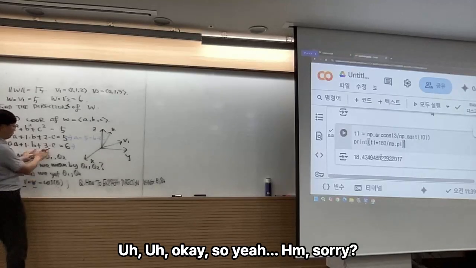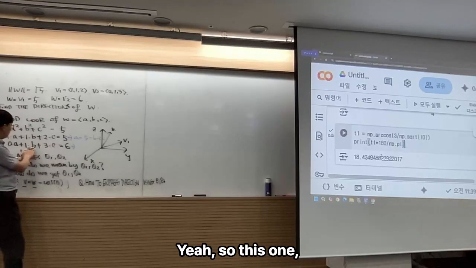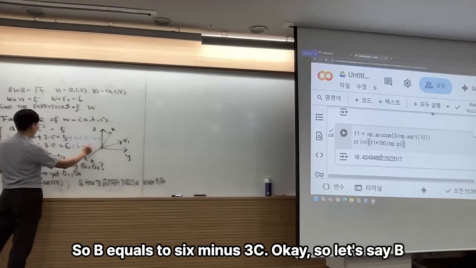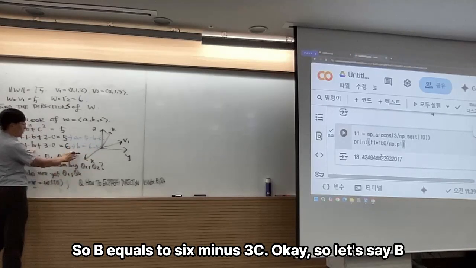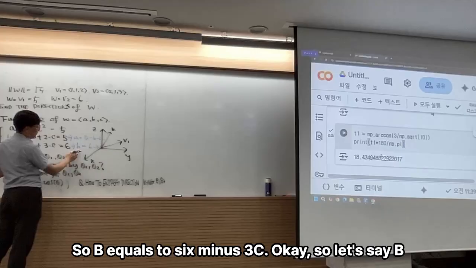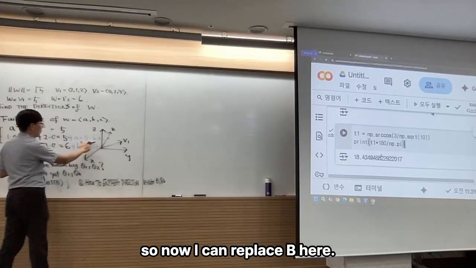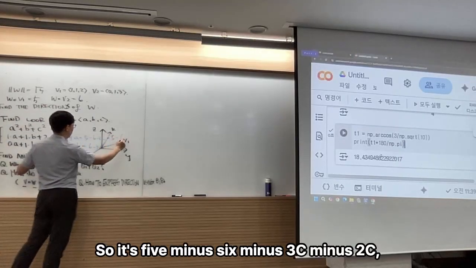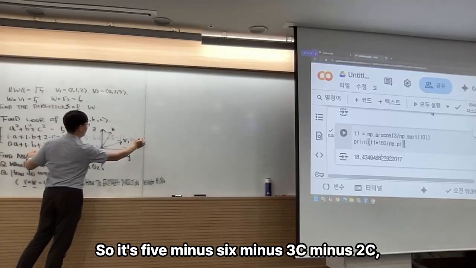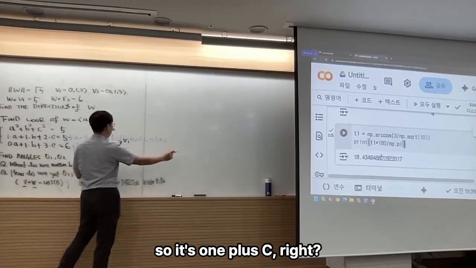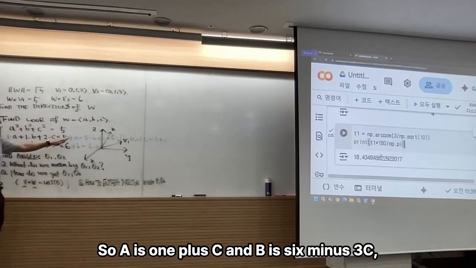So let's start from here. It's simpler here: B equals 6 minus 3C. So let's say B is now a function of C. Now I can replace B here. So it's 5 minus (6 minus 3C) minus 2C. So it's 1 plus C, right? So A is 1 plus C and B is 6 minus 3C.